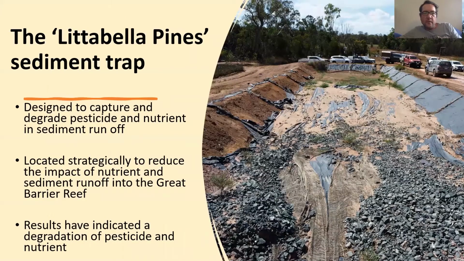Can I just move to the next slide? So I'll just give you a quick case study. This site here is Little Bella Pines, and basically it's located just north of Bundaberg, on a small creek called Little Bella Creek, which flows into the ocean. From that site to the Great Barrier Reef is about 10 kilometres. In this case, it's obviously a sustainability trial.